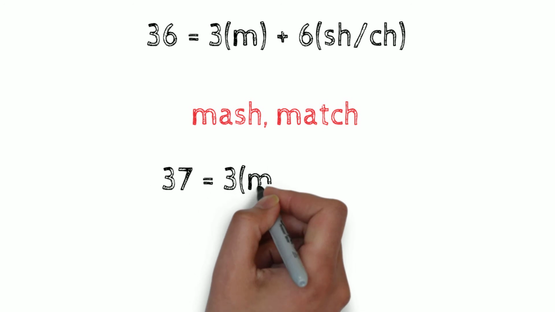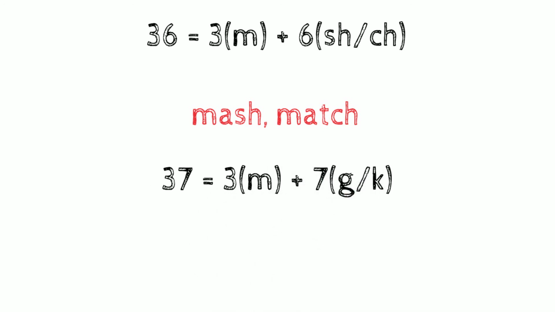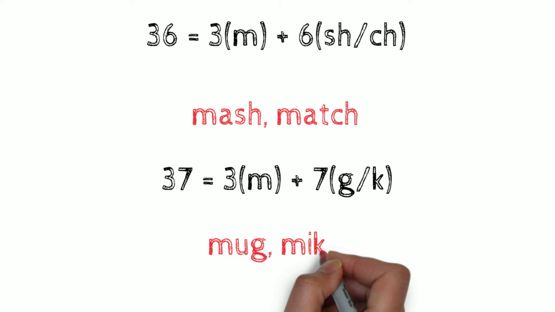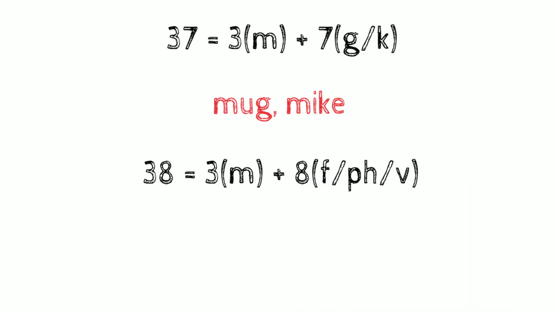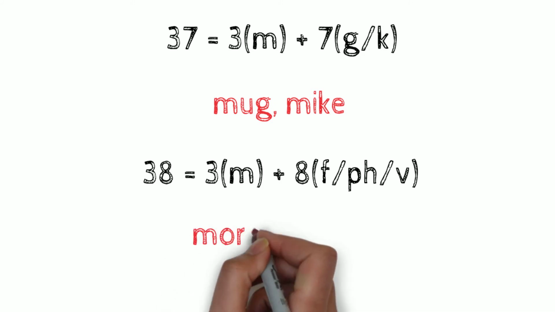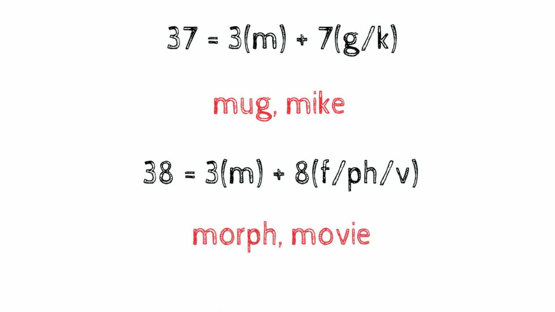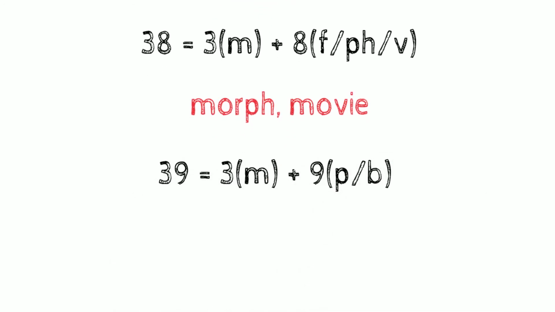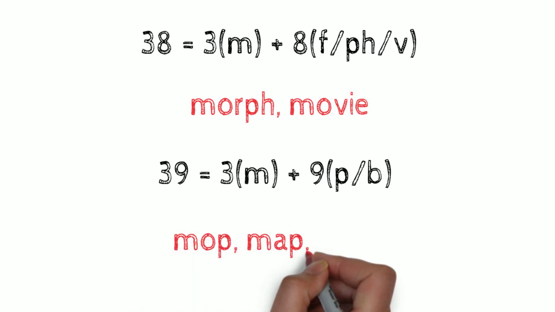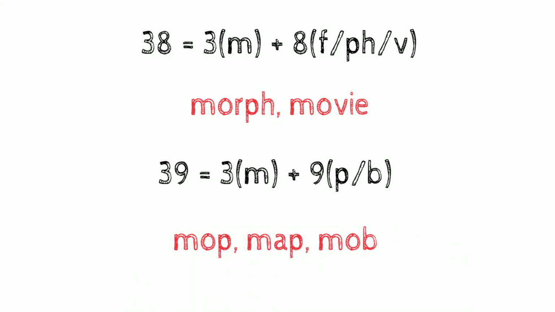With 37, you can use a word like mug if you use M for 3 and a hard G sound for 7. You can also use a word like mic if you use the consonant K sound for 7. For 38, the number 8 is represented by the F or V sounds. This can form words like morph or movie, for example. And finally, for number 39, you can form words such as mop, map, or mob. It's represented by M for 3 and P or B for 9.